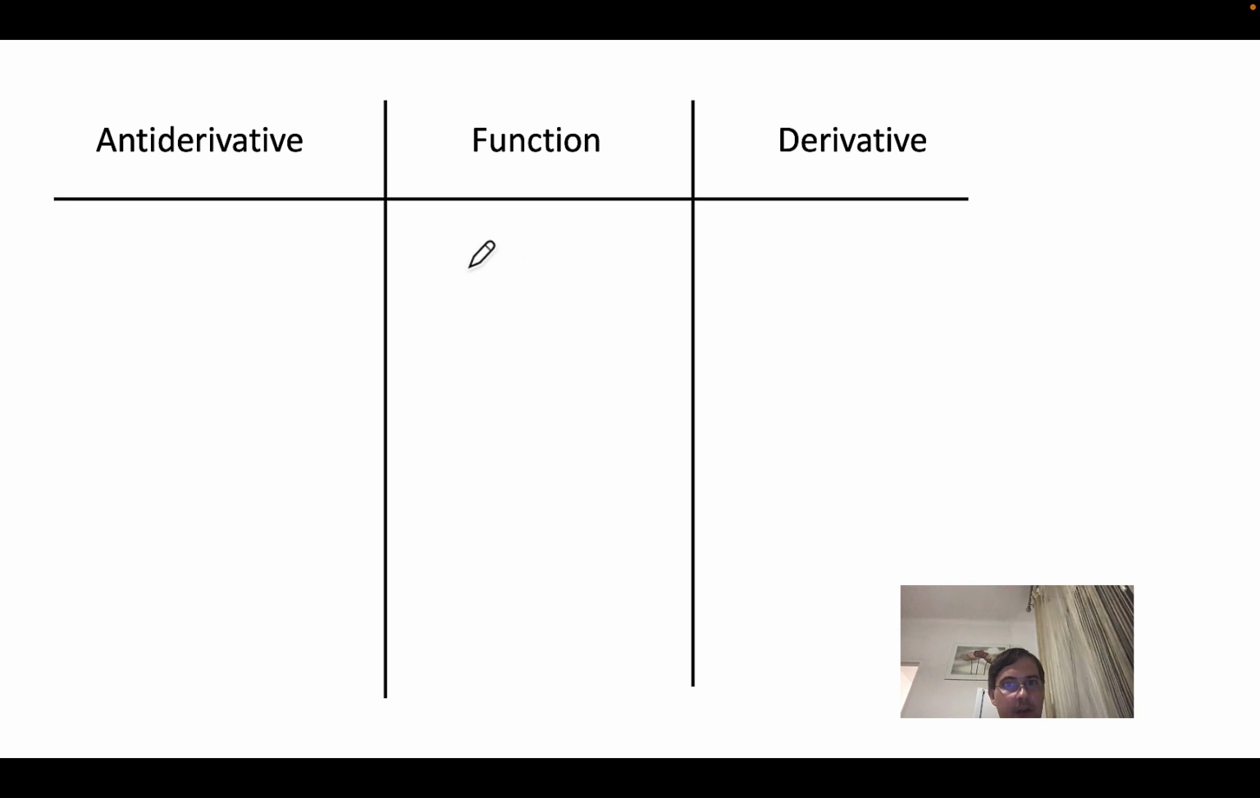Let's say we have a given function. I'll take the function cosine x, for example. Given a function, I can do two operations. One, I can compute the derivative of that function. And from calc 1, we know that the derivative of cosine is the function negative sine x. So given a function, in this example cosine, its derivative is negative sine x.